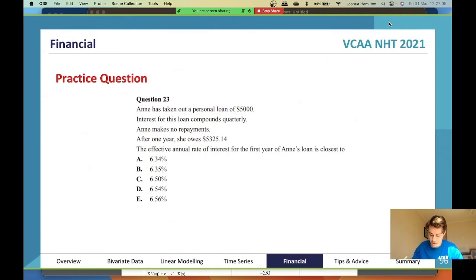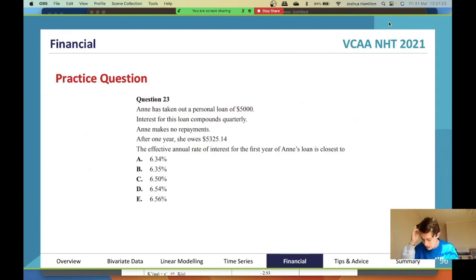I say that interest for this loan compounds quarterly and makes no repayments. After 1 year, she owes $5,328.16. The effective annual interest rate for the first year of Anna's loan is closest to.